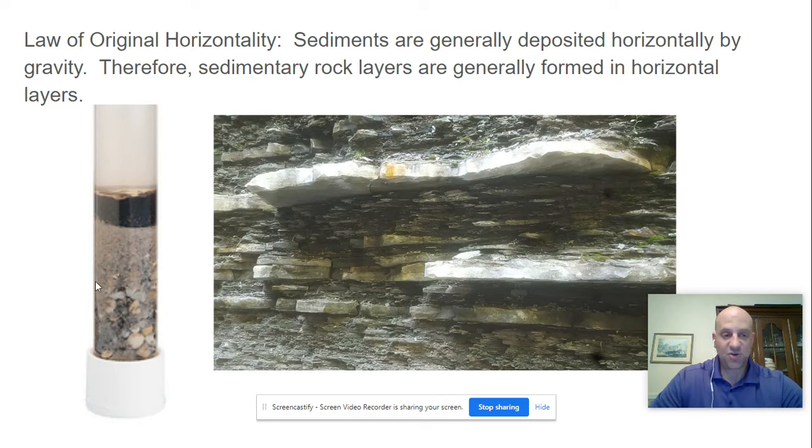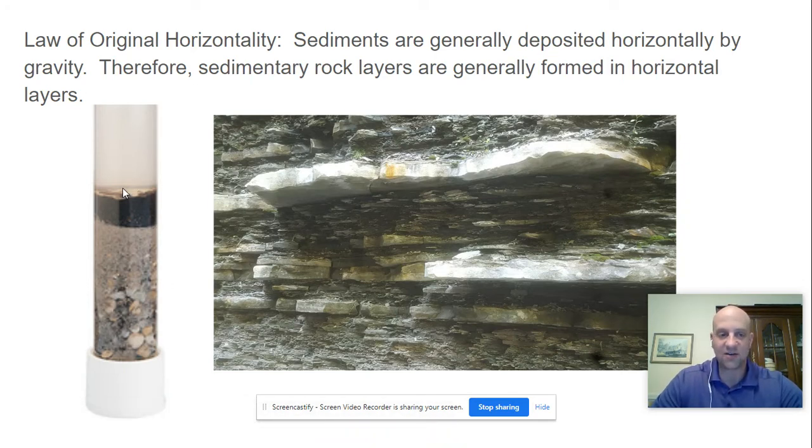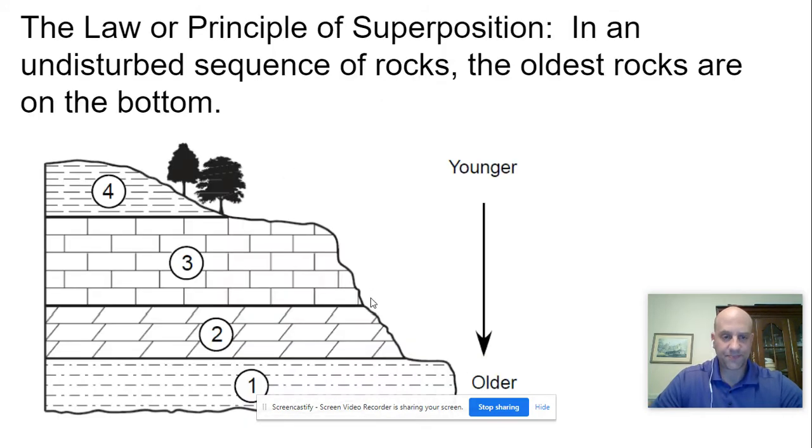So this is a tube we often use in earth science classrooms to show that sediments settle out in layers. And this is an example from Western New York where we see these horizontal layers continuing for long distances. If the layers are not horizontal, like this example here, we assume that those layers first were deposited horizontally and something happened to cause them to be folded up afterwards.